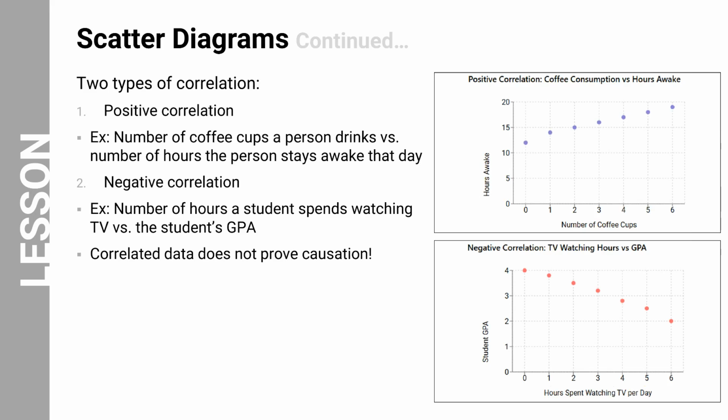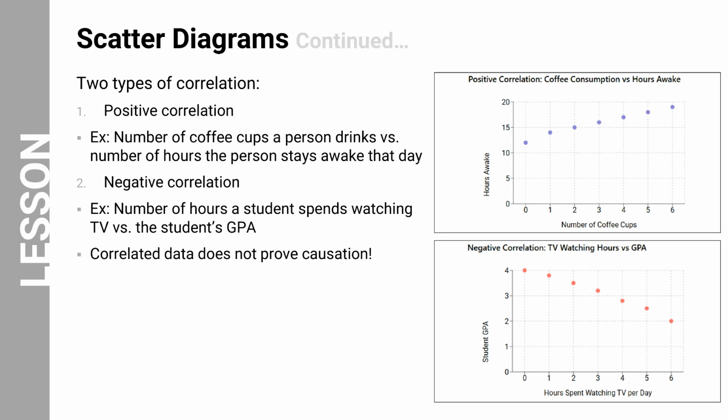There are two main types of correlation, positively correlated and negatively correlated. An example of two positively correlated events is the number of cups of coffee a person drinks and the number of hours that person stays awake that day. As the number of cups of coffee increases, so does the average number of hours a person stays awake.